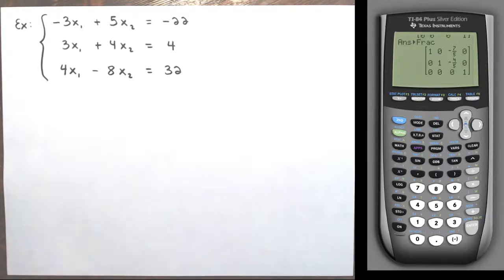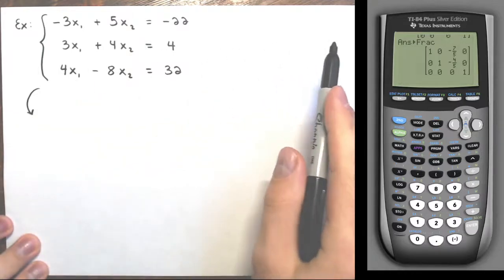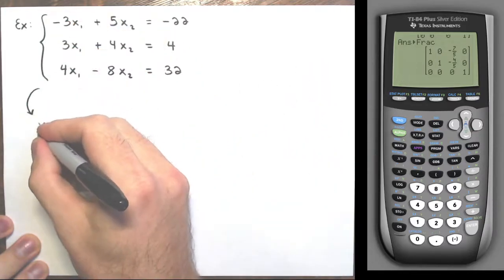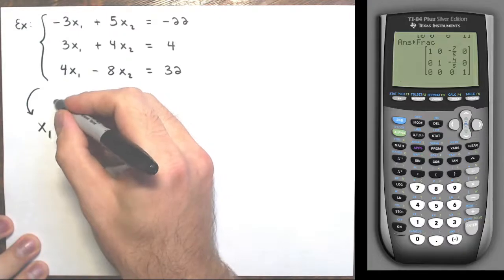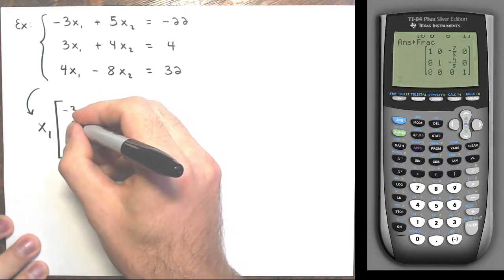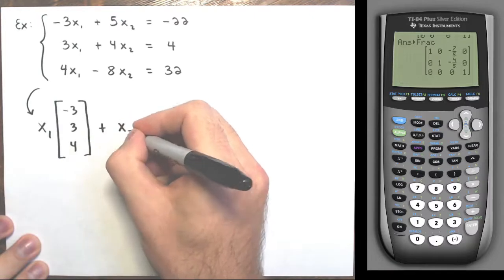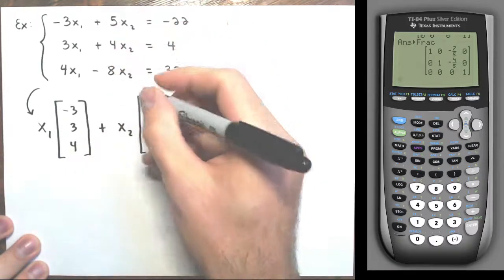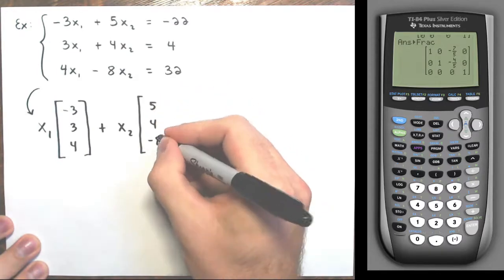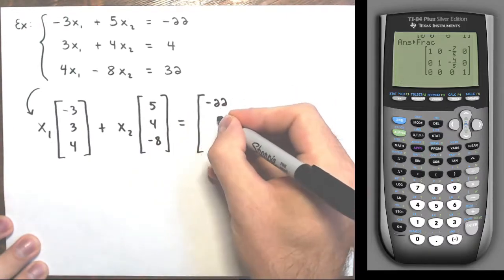I wanted to show you how to work with the calculator on a problem like this. So again, you can set it up as a coefficient matrix times a variable matrix equals a constant matrix, totally fine. But again, you can write this as a linear combination statement as well. So I have x1 times a 3 by 1 matrix vector, -3, 3, 4, plus x2 times a 3 by 1 vector, 5, 4, -8, equals another 3 by 1 on the other side, -22, 4, 32, right?